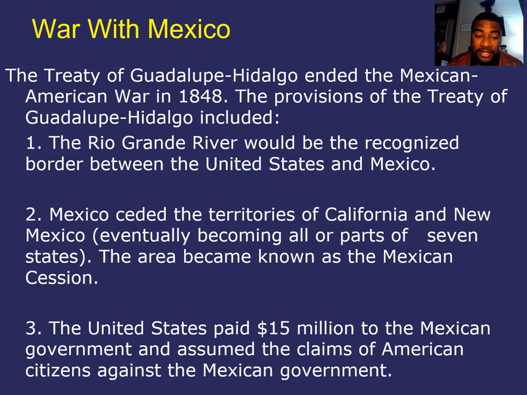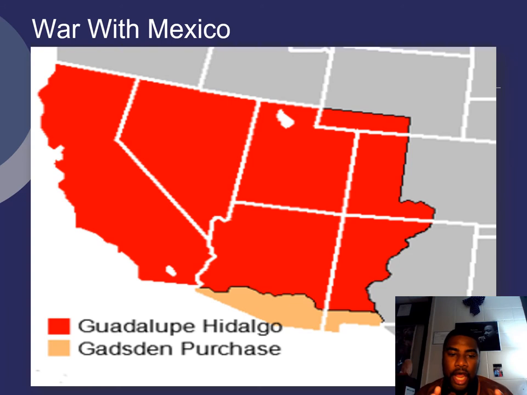The United States paid $15 million to the Mexican government and assumed the claims of American citizens against the Mexican government, which is interesting because it's the same amount of money that they spent on the Louisiana Purchase. All right, now you get to look at what was purchased in the Gadsden Purchase and Guadalupe Hidalgo Treaty. Moving forward.